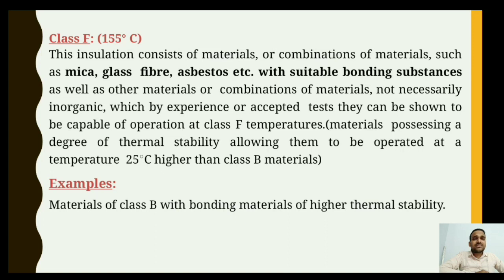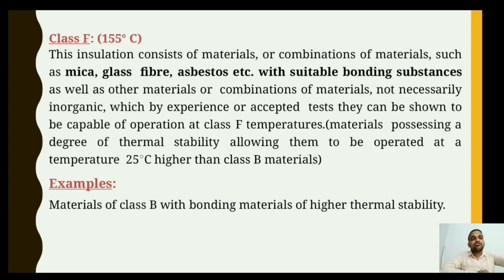Okay, and the examples: the materials of class F are the materials of class B with bonding materials of higher thermal stability. Ceramic, again mica, glass fiber, asbestos with suitable bonding substances, as well as other materials or combinations of materials, can be used with inorganic substance.